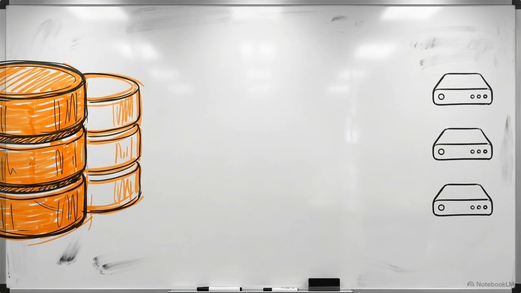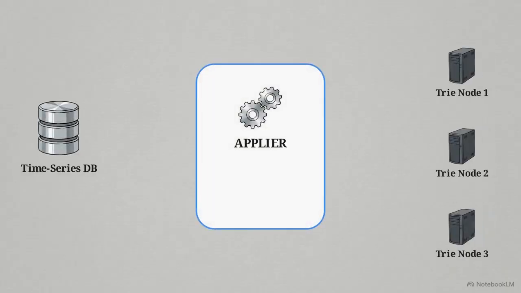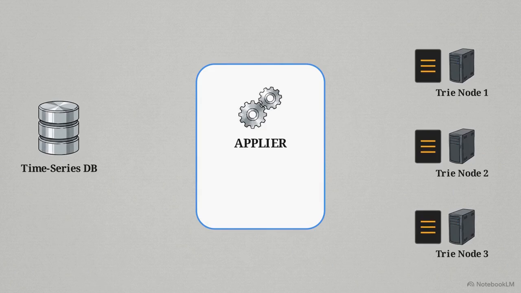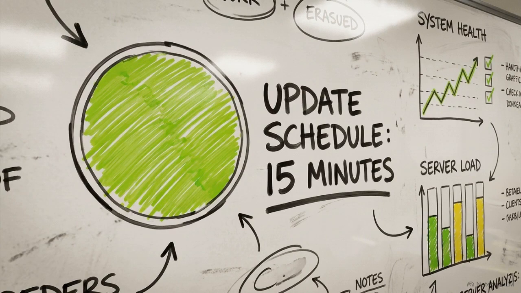We now have a massive NoSQL database full of accurately ranked, temporally adjusted search terms. We need to get that data into our distributed tries. We bridge that gap using an applier service. The applier pulls the finalized time series data from the database, calculates the definitive top K lists, and pushes the updates out to the Zookeeper-managed trie nodes. This process runs continuously in the background on a pre-configured schedule, updating the system every 10 or 15 minutes.